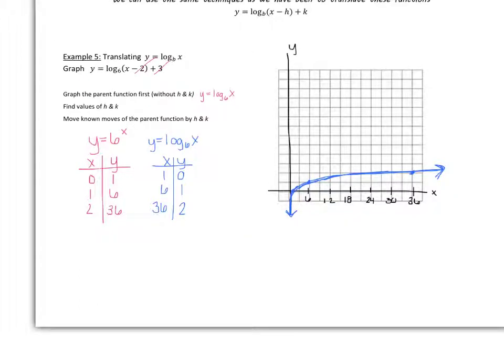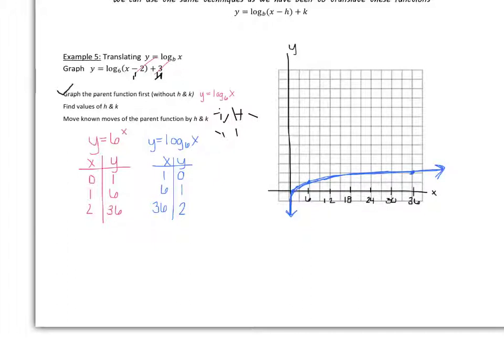All right, so we just finished the first step, which was to graph the parent function first. We had to look at the inverse, flip-flop those points, and then we graphed it. Now we're going to find the values of h and k. So I'm going to use black now. H is right there with x, and k is hanging off the end. So what did the h cause? Right 2, and then the 3 made it go what? Up 3. Very good.